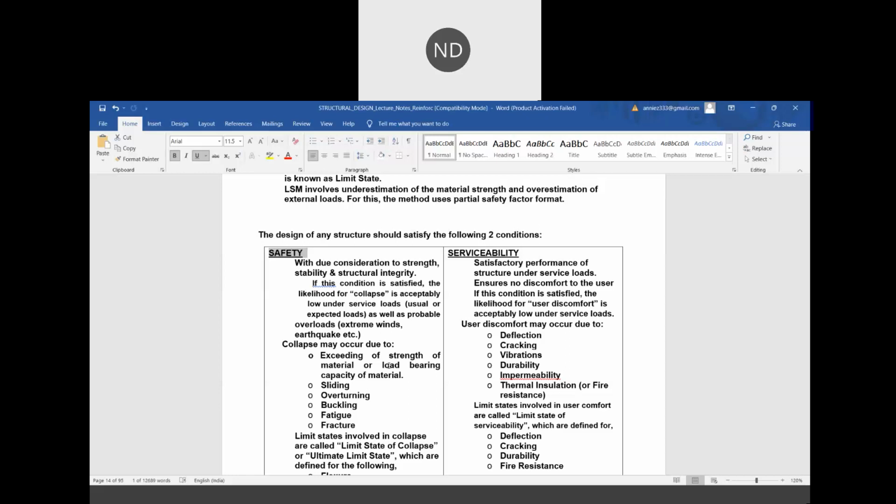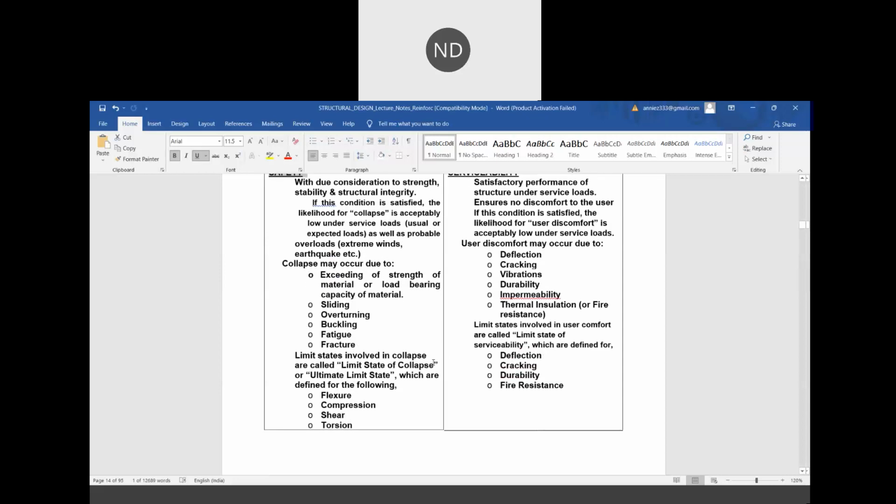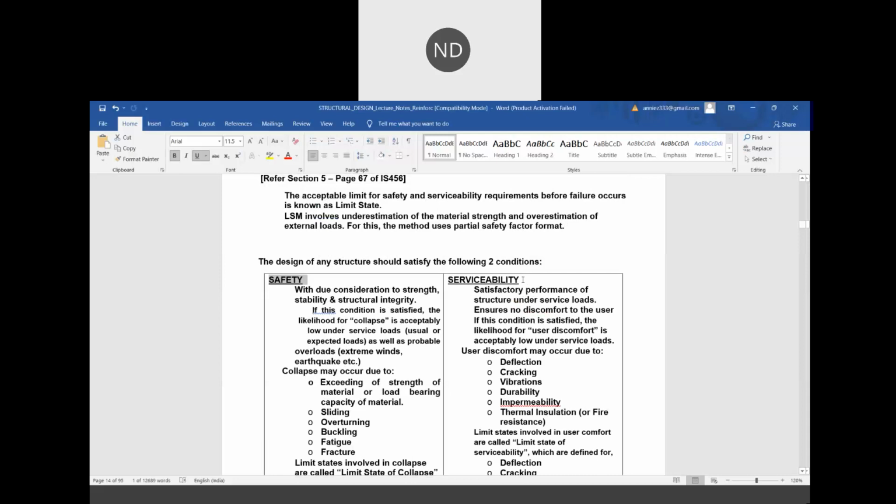Your column may buckle; fatigue, fracture. The structure which is designed accordingly, the RCC structure, can collapse if these things occur. Limit states involved in collapse are called limit state of collapse, or ultimate limit state, which are defined for the following: fracture, compression, shear, torsion, and the serviceability. Basically, in the limit state method, we ensure safety and serviceability. If you design something with the limit state method, that means your safety and serviceability is ensured.